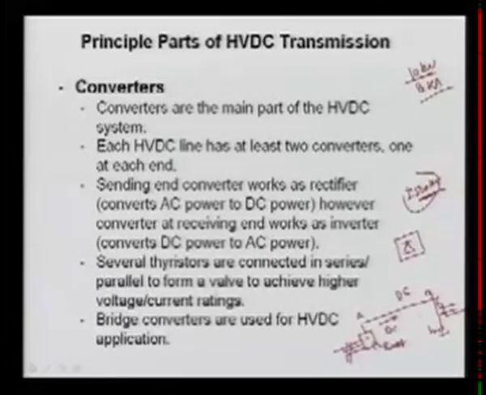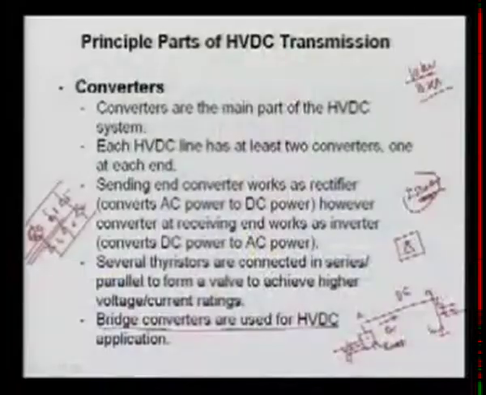You normally know the bridge converter, or bridge rectifier, for three phases. We have the three upper and lower valves, 1, 3, 5 and 4, 6, 2. Here I have shown one thyristor, but it is not one thyristor, it is called one valve. A valve means the addition of several thyristors in series as well as parallel to make the proper voltage and current rating. So bridge converters, as I said, are used for HVDC application.